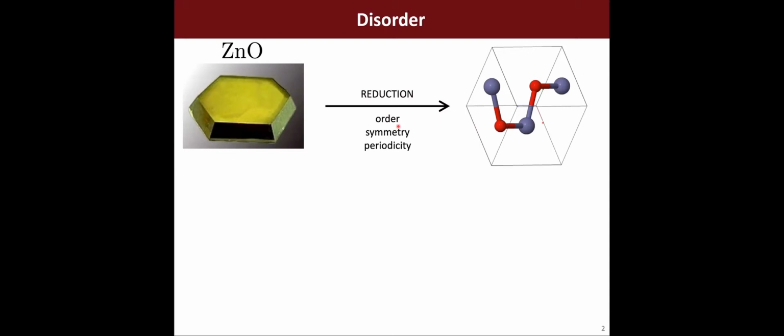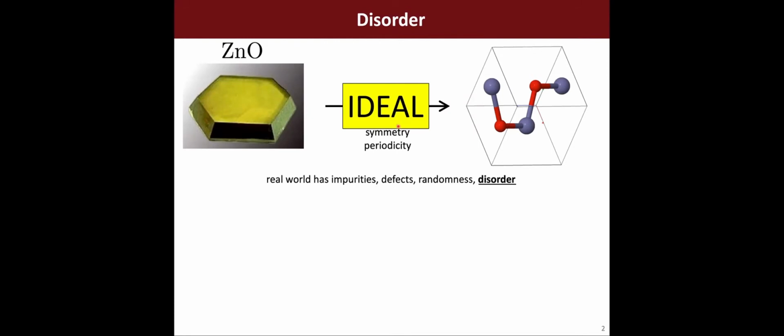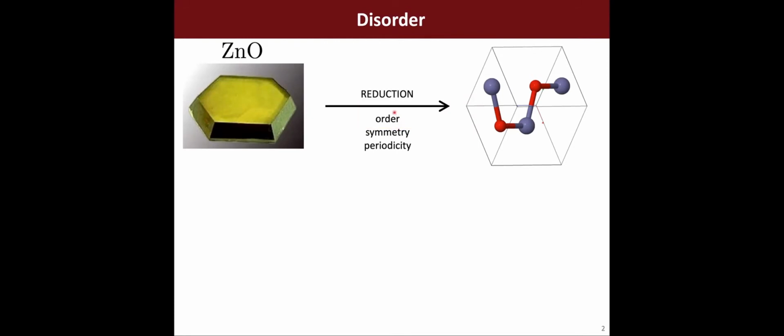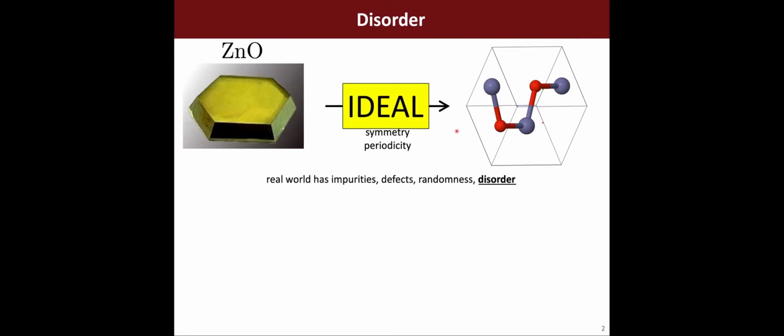So here we have a zinc oxide crystal structure. If you remember from my first session on VASP, we talked about the fact that because it's a crystal, there's periodicity in the system, so we can reduce this macroscopic structure down to a unit cell that repeats everywhere in space. That ability to reduce the unique information is implied by the fact that we have order, symmetry, and periodicity. This is really an ideal approximation.